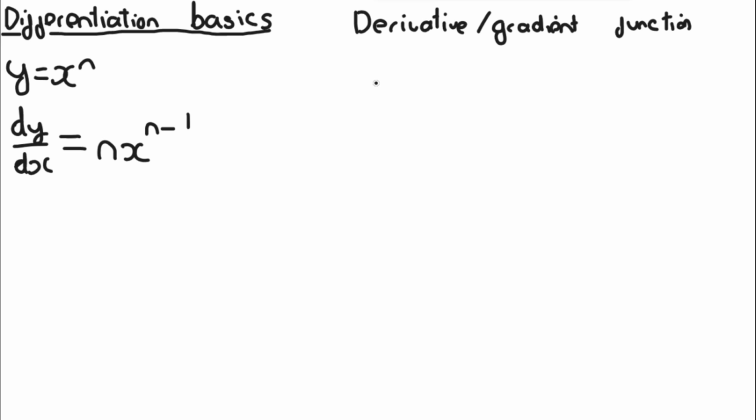Now, sometimes it might be written instead as a function, f of x is equal to x to the power of n. This is the exact same thing, it's just got a slightly different notation when you do the derivative.